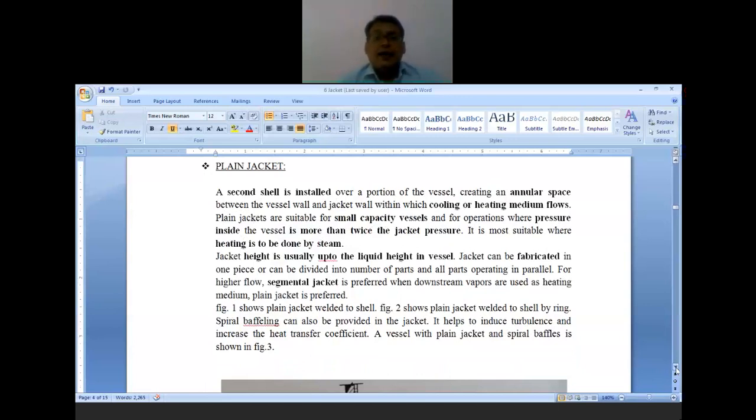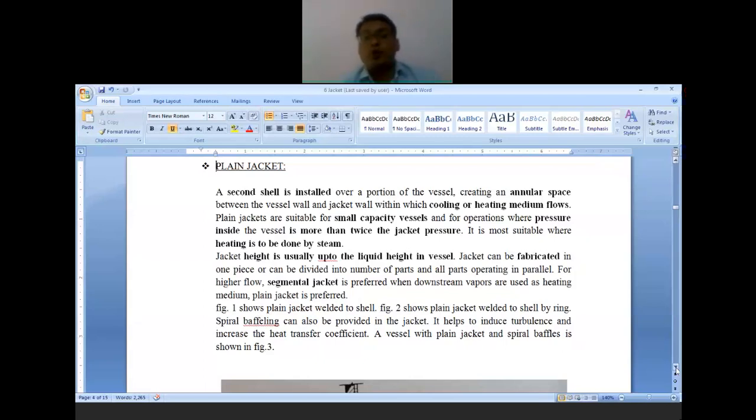Then these plain jackets are generally preferred for small capacity vessels, where the inside pressure is more than twice the jacket pressure. So it is more suitable for heating purposes, and even for heating purposes, the fluid that is used is steam.